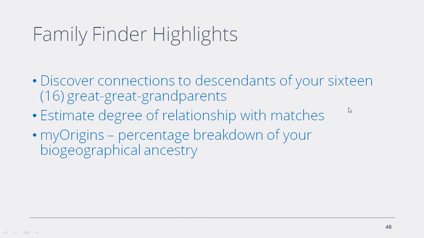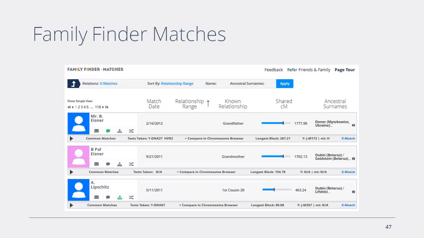But what we do is estimate the degree of relationship with your matches based on how much DNA you actually share with them. We also provide a percentage breakdown of your ethnic or biogeographical ancestry in a tool called MyOrigins. So this is the matches page for Family Finder. I happen to have some of my known relatives in the database. I was lucky enough to test both of my maternal grandparents, so I have comparison with them in the database. I also have a cousin of one of my grandparents, my first cousin twice removed. So I was able to actually assign these relationships.